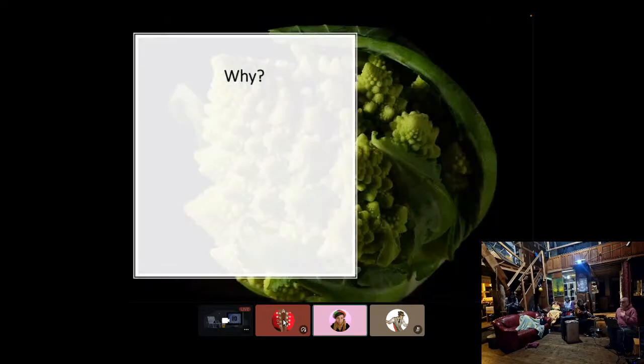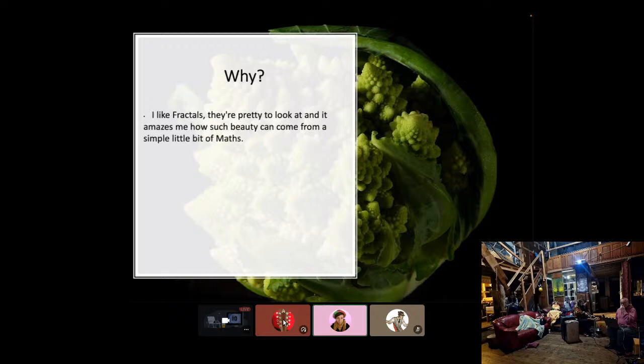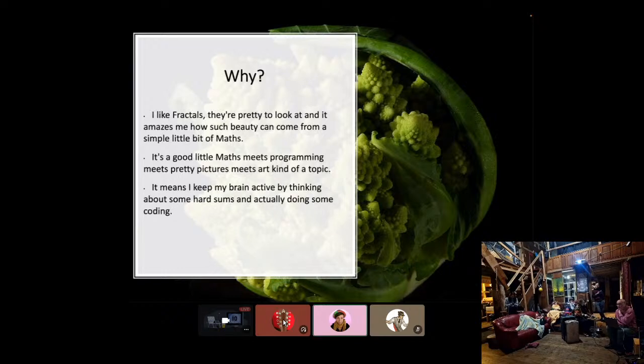So why am I doing this talk? I like fractals. They're pretty good to look at, and it amazes me how such beauty can come from a simple little bit of maths. It's a good little maths meets programming meets pretty pictures meets art kind of topic to cover. It means I keep my brain active by thinking about some hard sums and actually doing some coding. And I can grow them on the allotment too, like that Romanesco broccoli behind the screen there. Although when I tried to grow them, they didn't look like that. They were small and covered in caterpillars.